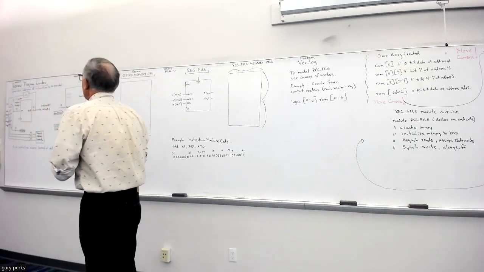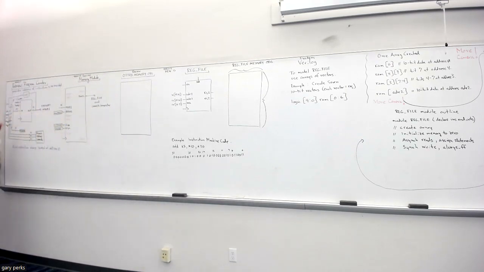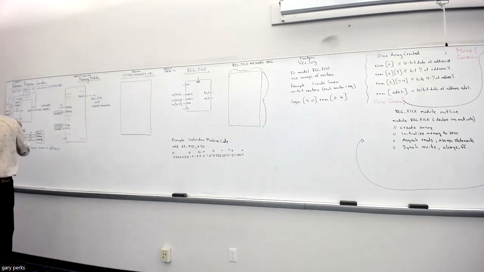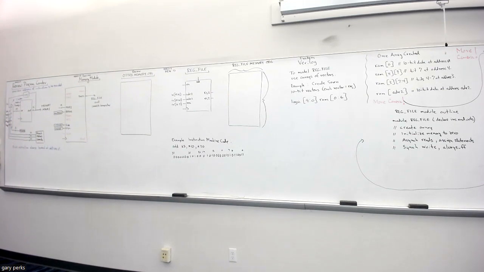Okay, so now let's look at this PC. When you built your program counter, did you make that active high or active low? Active high. And is it synchronous or asynchronous? Synchronous, right? Because it's also in that always_ff block, correct?